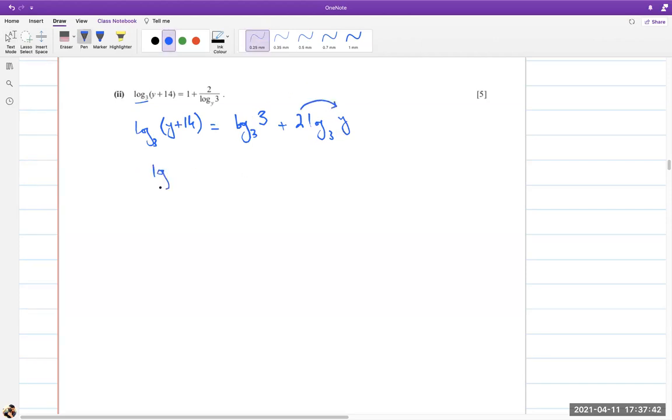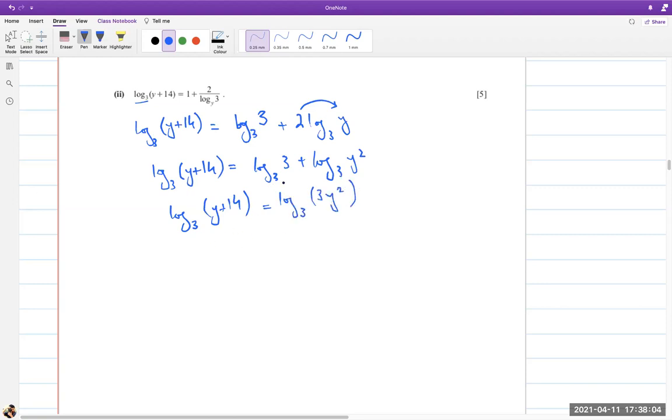So it becomes log 3 of y plus 14 equals log 3 of 3 plus log 3 of y squared. When logs multiply, logs add, powers or numbers multiply. So this becomes y plus 14 is equal to log 3 of 3y squared. And now this log can cancel out and I'll get y plus 14 equals 3y squared.